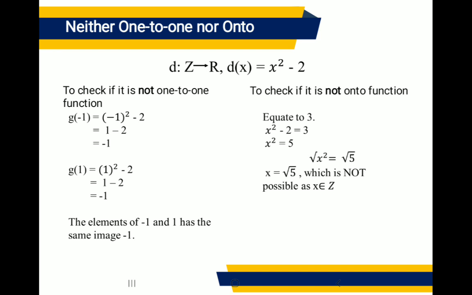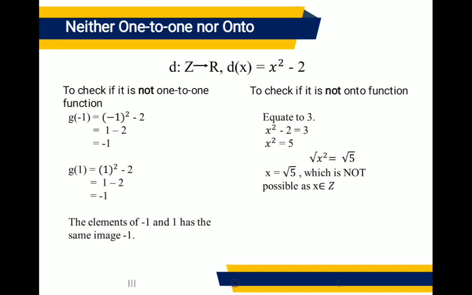So, the elements of negative 1 and 1 has the same image, which is negative 1. So, yung image daw, so yung element na negative 1 and 1, meron silang parehong image na which is negative 1. So, kung gagawa tayo ng mapping, so yung element na negative 1, meron siyang pre-image na negative 1 and 1. So, hindi nga siya 1-to-1.